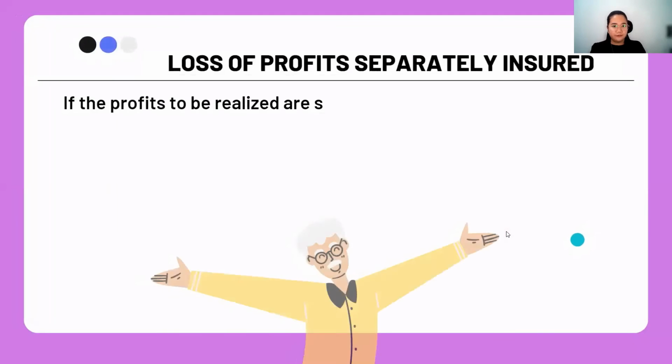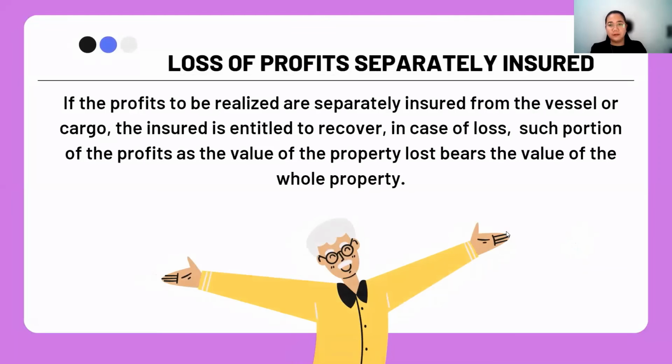So next, loss of profits separately insured. If the profits to be realized are separately insured from the vessel or cargo, the insured is entitled to recover, in case of loss, such portion of the profits as the value of the property lost bears to the value of the whole property.